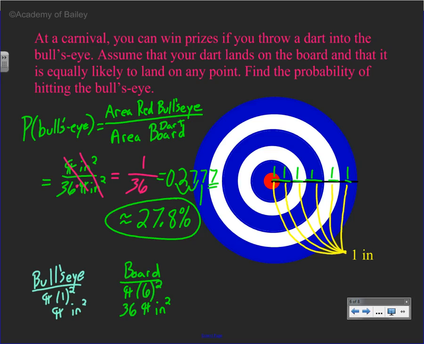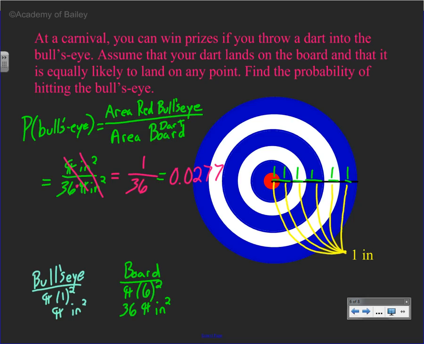And if you had done that one on your own, you would notice that I forgot 1 space in there. Let's try this again. 0.0277. That's much better. 2 places. So this is going to be approximately 2.8%.